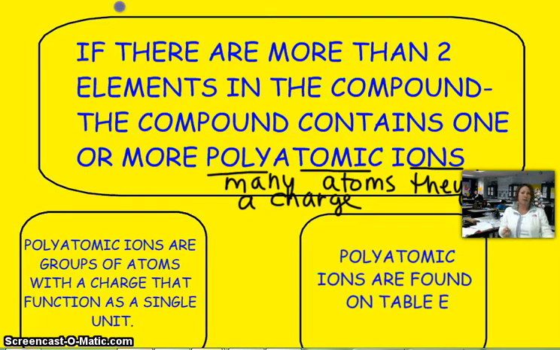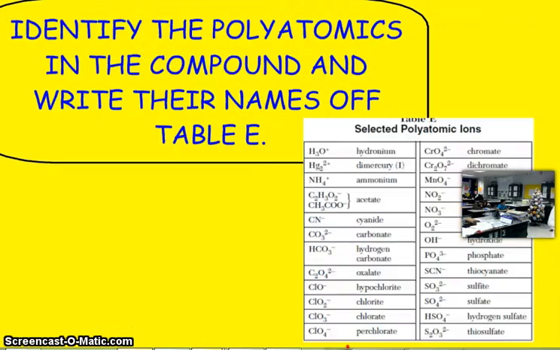Polyatomic ions are given to us in our reference tables. They're found on table E as in Ellie or Eric. And again, it's just a group of atoms with a charge that functions as a single unit. So what you want to do when you have more than two capital letters is go to table E. I always say if you see 3, as in 3 capital letters, go to table E. So when you see 3 elements, go to reference table E, and you'll find the polyatomics here on the table.